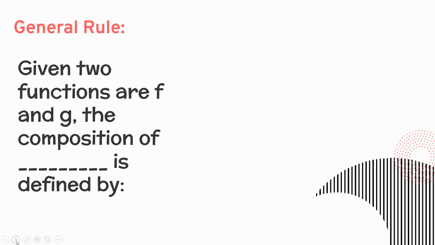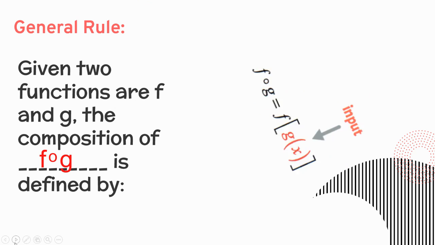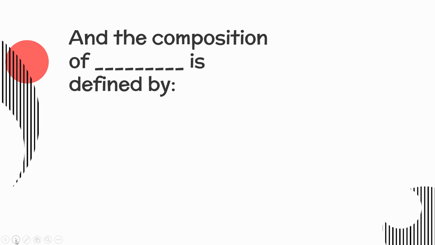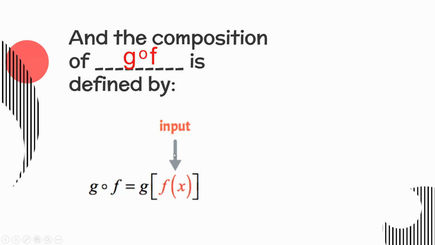So here's our general. Given that two functions are f and g, remember we can name them anything, the composition of f of g is defined by f of g, where g is our input. Like I said, it's like if we are given f of x, where x equals 2, this is where our 2 would be, our input. Then the reverse is opposite. So the composition of g of f is defined by g on the outside with our f of x being the input.